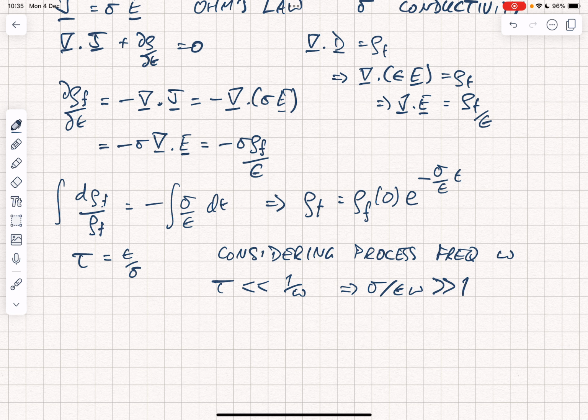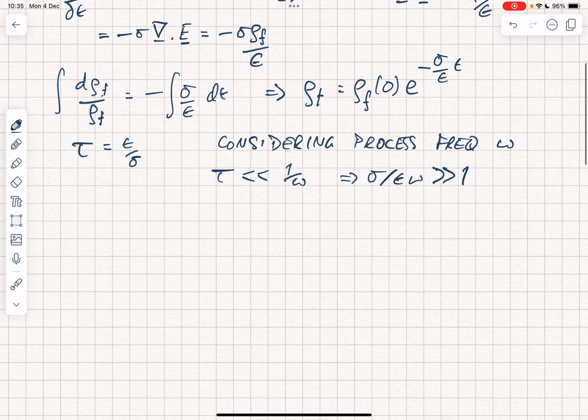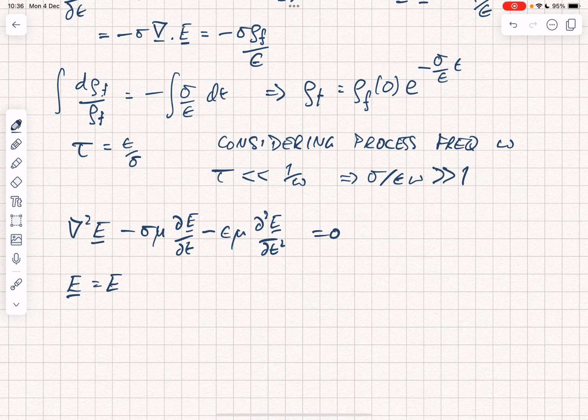So now let's think about what actually happens to an electromagnetic wave when it reaches a conductor. We start with the full wave equation. So we have del squared E minus sigma mu dE by dt minus epsilon mu d2E by dt squared is equal to 0. And that's derived from Maxwell's equations. If we assume that the E field is written simply as E is equal to E0 e to the i (k dot r minus omega t), a standard plane wave, then we can substitute that into the differentials and derive the following equation.